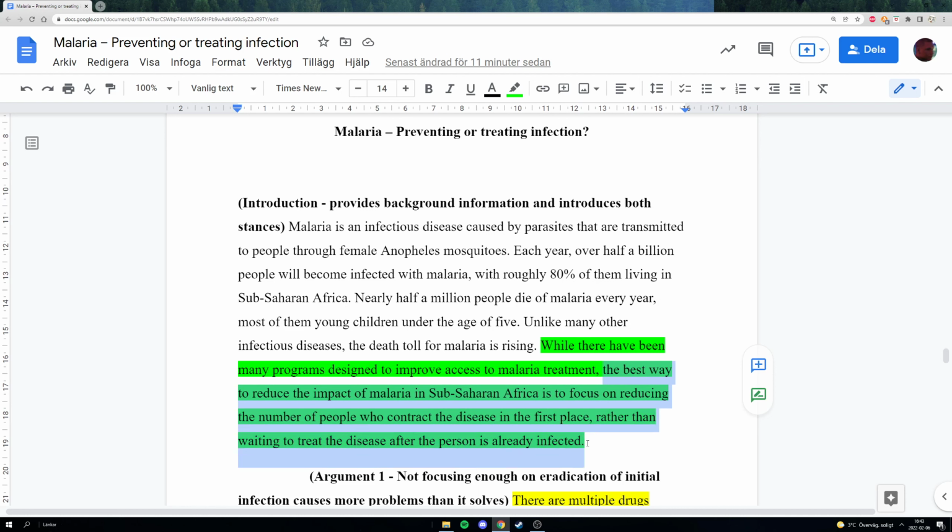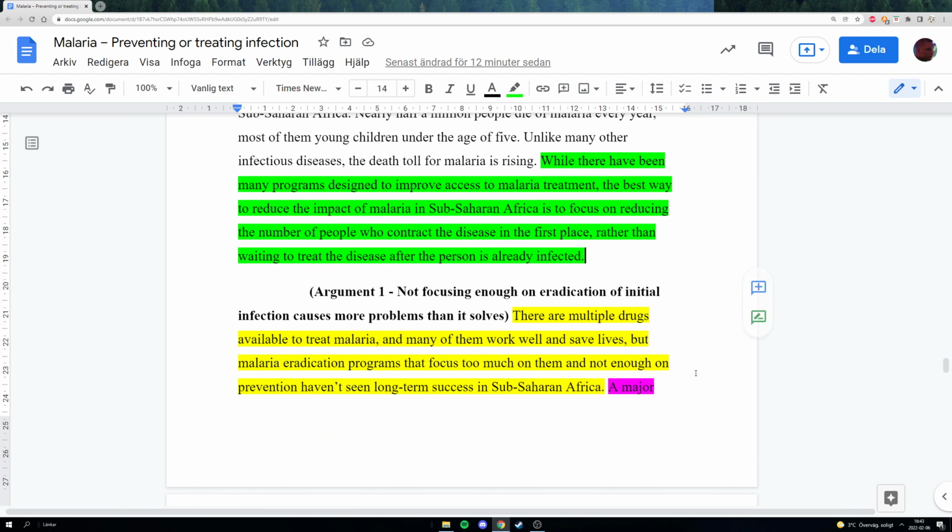In particular here, the first dependent clause simply says that there are programs designed to improve access to treatment. The best way is actually to try to reduce the initial infection altogether. So here you find the main thesis statement, the main claim of the whole paper. Their first argument comes right after that, which is basically that not focusing enough on eradication of initial infection causes far more problems than it solves. So you can't play both sides.